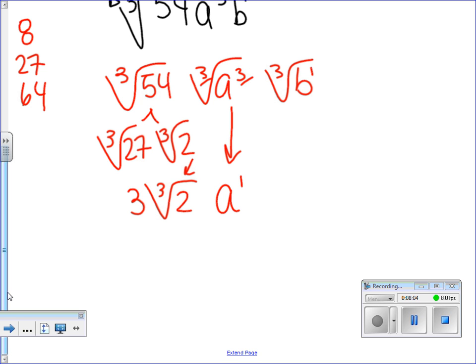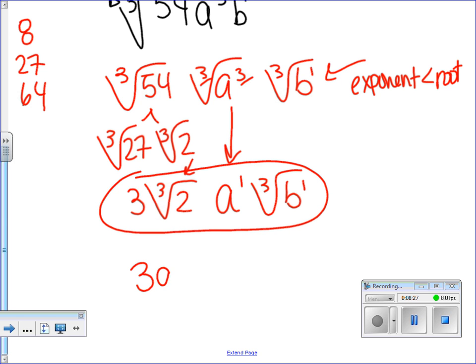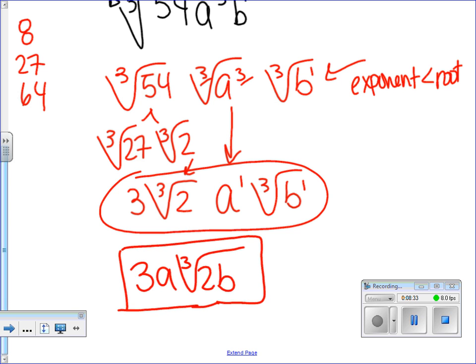If you remember from class today, we said that if the exponent is smaller than the root, then it means that we really can't break it down this way, so we can just stop. So this is going to stay the same. Okay, and I'm just going to write this in a more coherent way. So the 3 and the a are out front, and the 2 and the b are under the cube root. Here we go. All right.